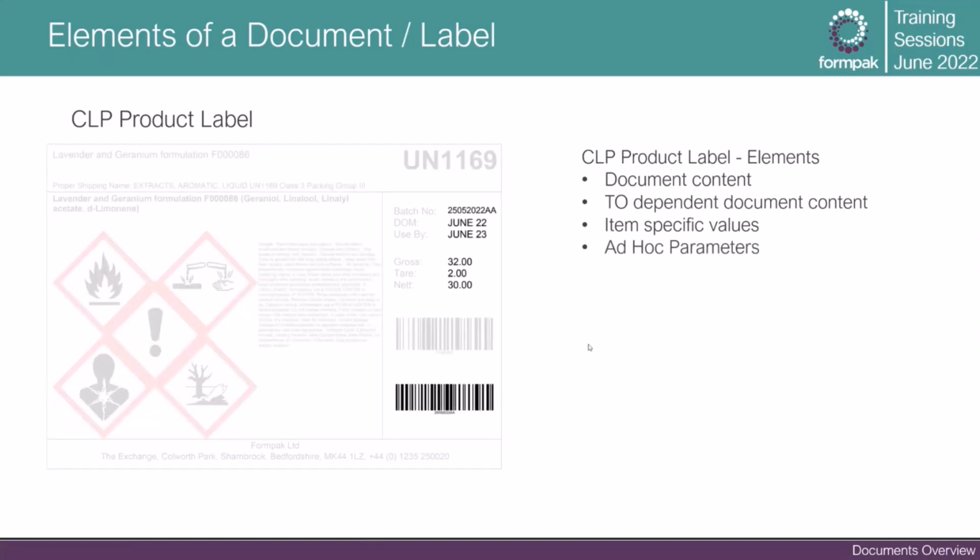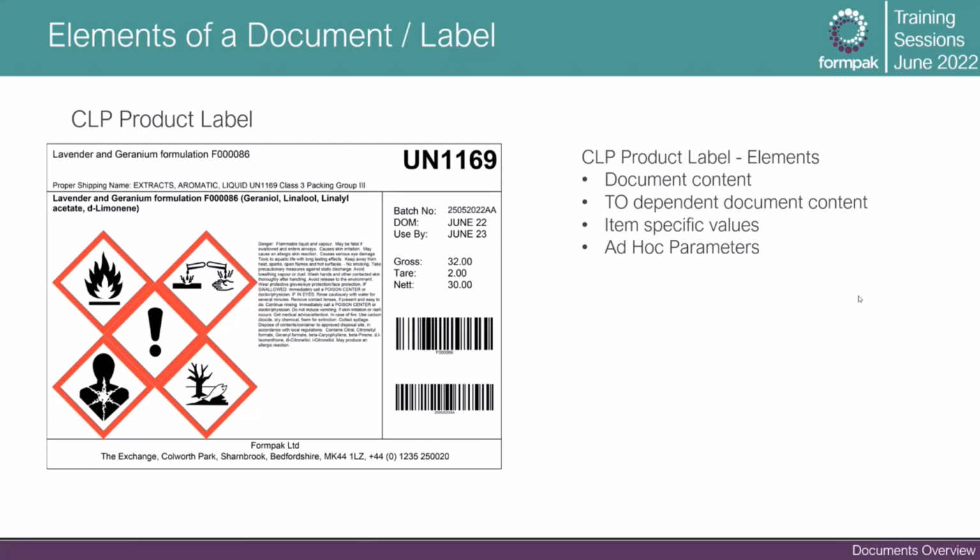Then we've got ad hoc parameters that appear on there. Ad hoc parameters are values that can be set to appear on the label, or a document for that matter, but it could be information that you don't know at the time of entering the formulation, but you do know at the time of printing the document. So things like batch number, date of manufacture, use by date, the different weights associated, they're all ad hoc parameters and are entered at the time of printing the label. And we've also got a final barcode here as well, which is triggered using the batch number for this particular product. So that's the CLP label and the elements on there.